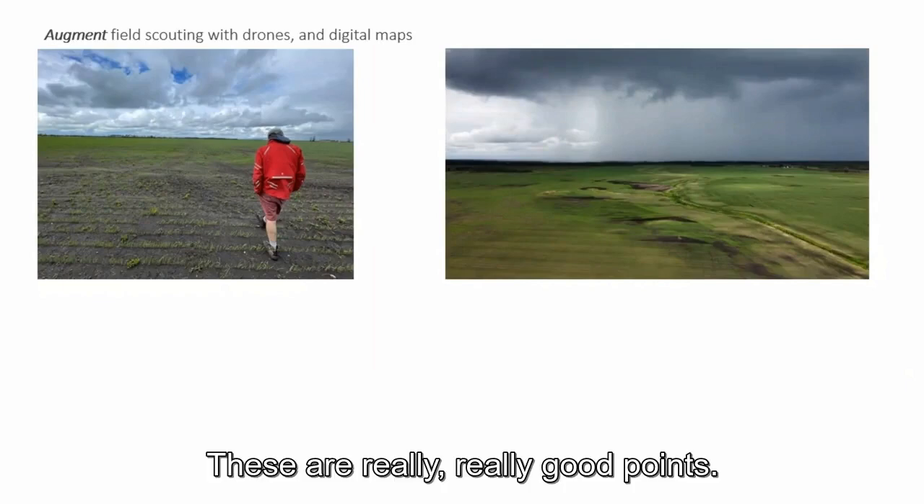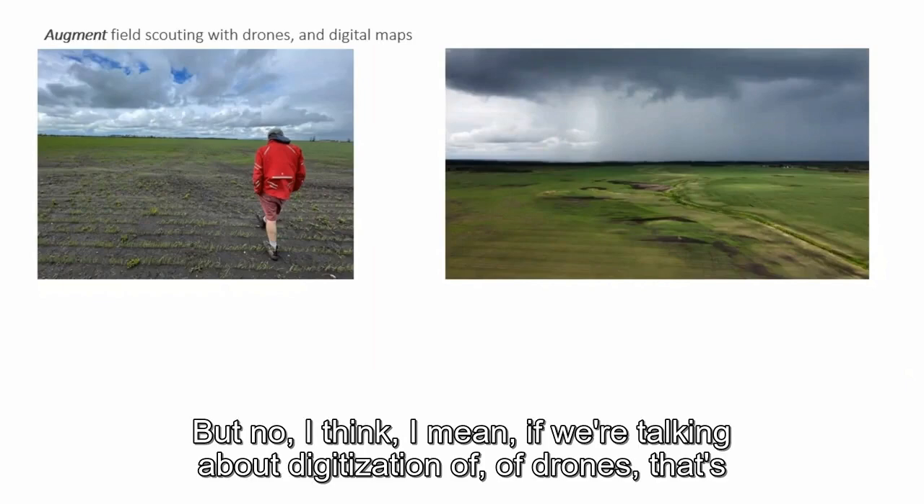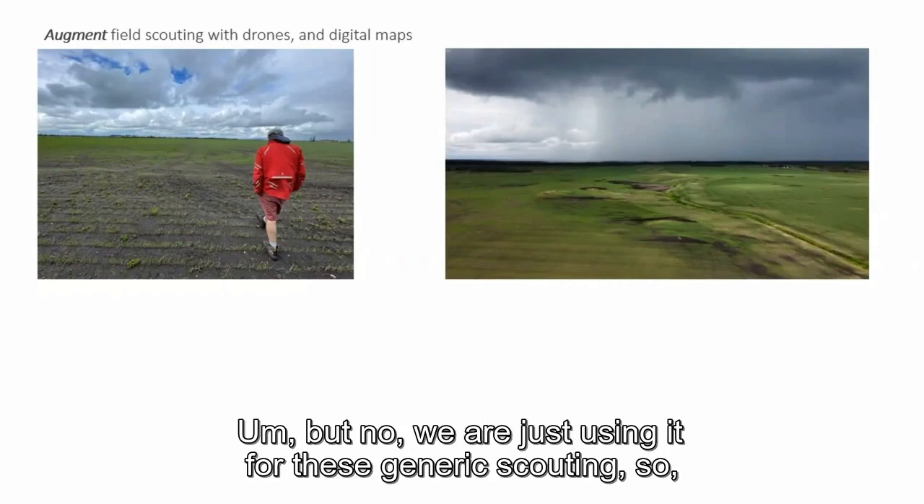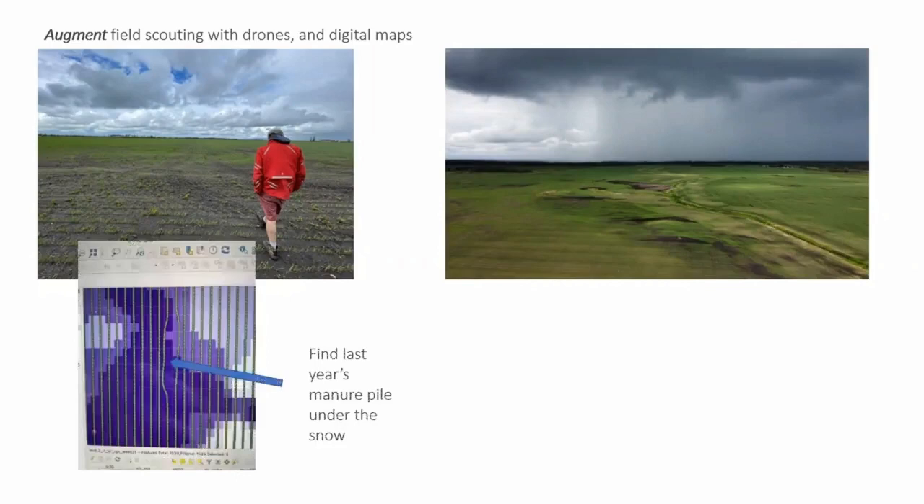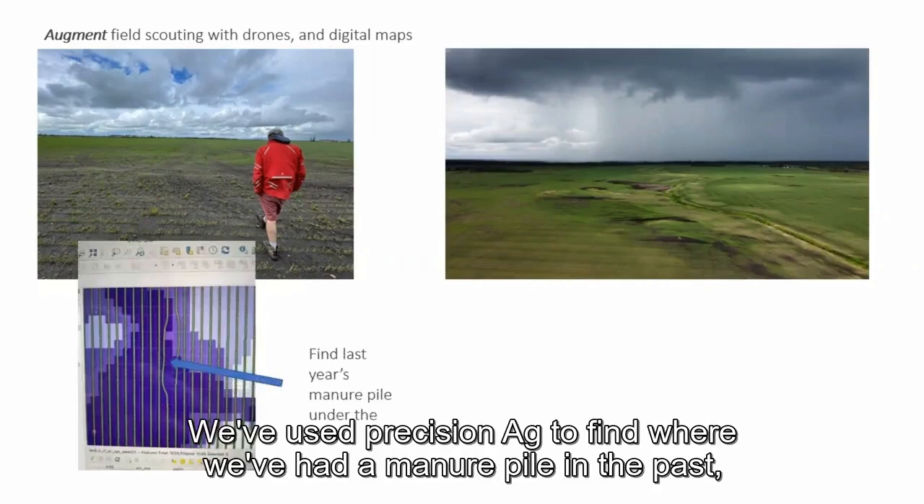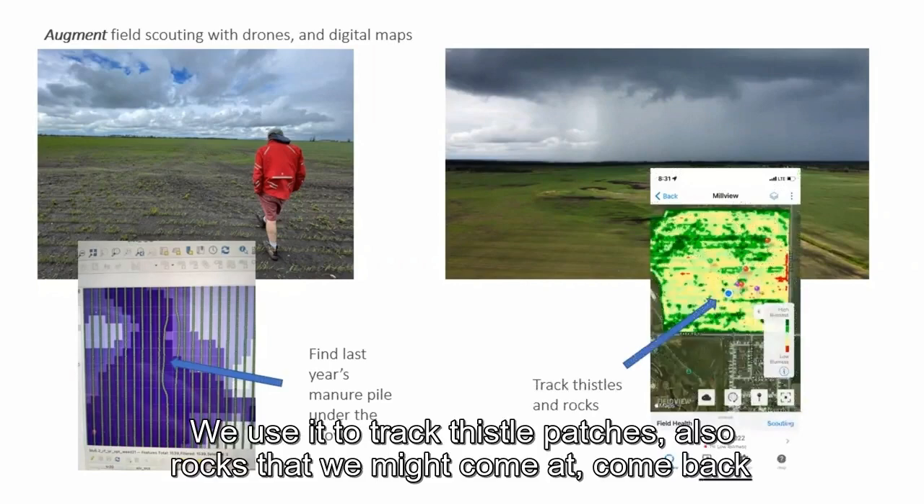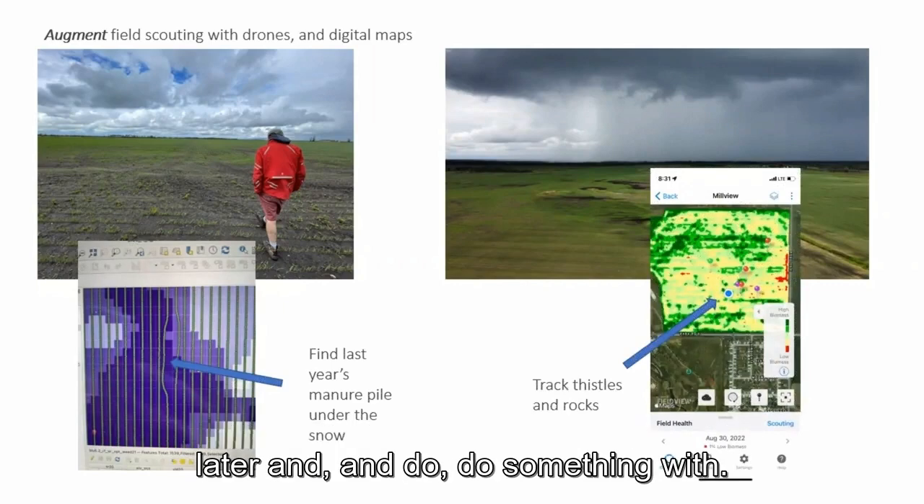These are really good points. But if we're talking about digitization of drones, that's a whole other spectrum, and I don't have a lot of expertise with that. We're just using it for generic scouting. So anyway, I'll just finish up here. We've used precision ag to find where we've had a manure pile in the past, under the snow, by finding those specific locations. We use it to track thistle patches, and also rocks that we might come back later and do something with.